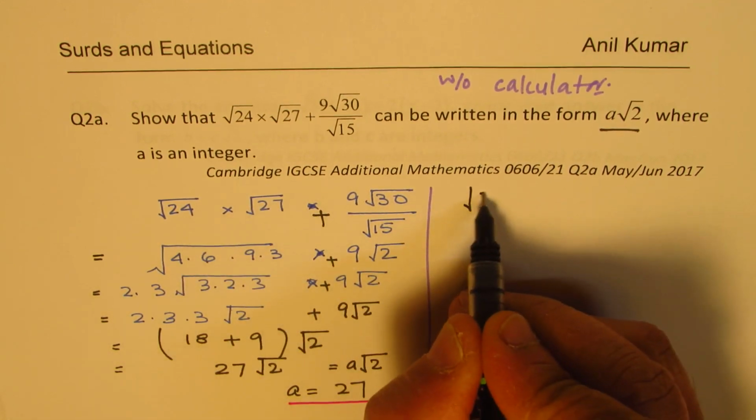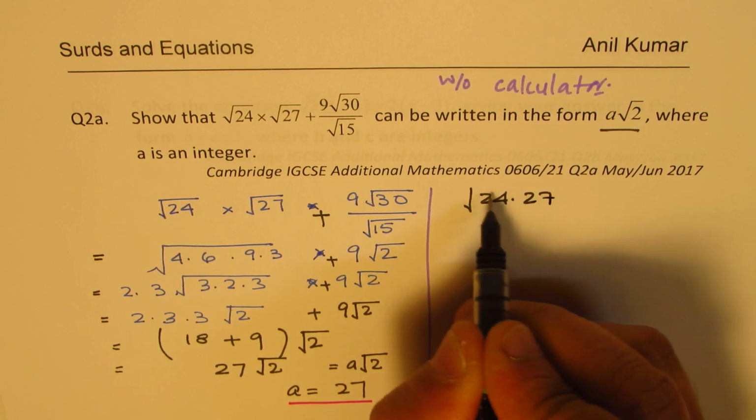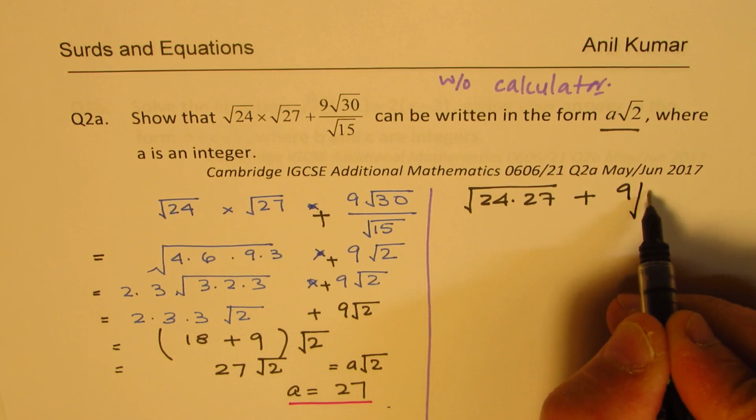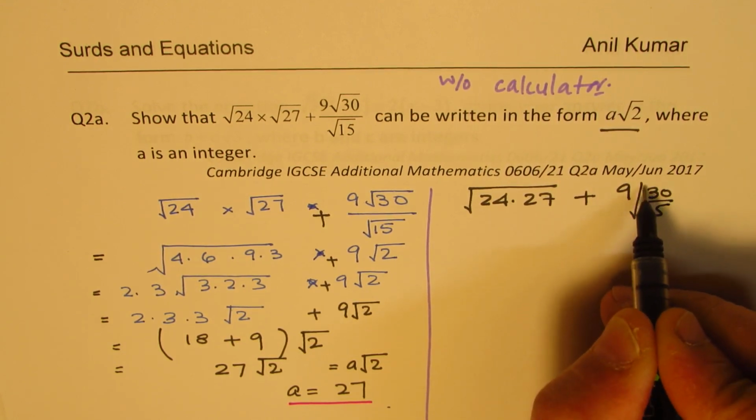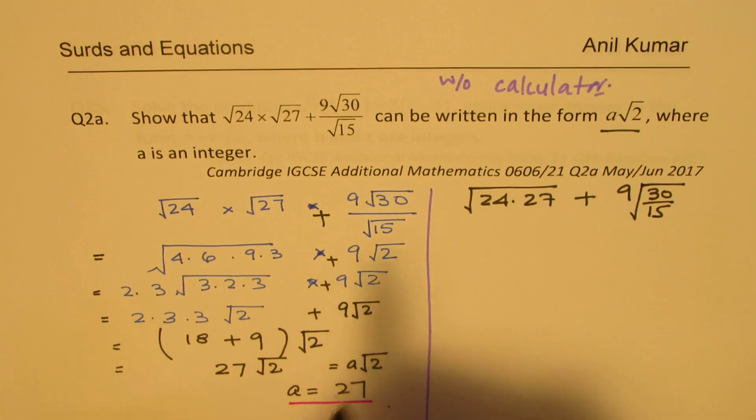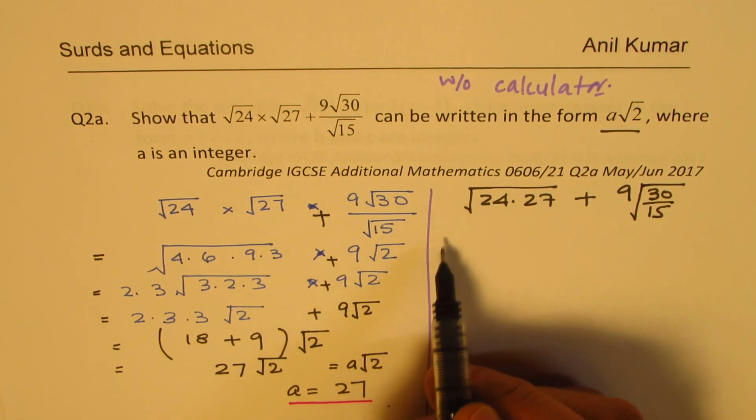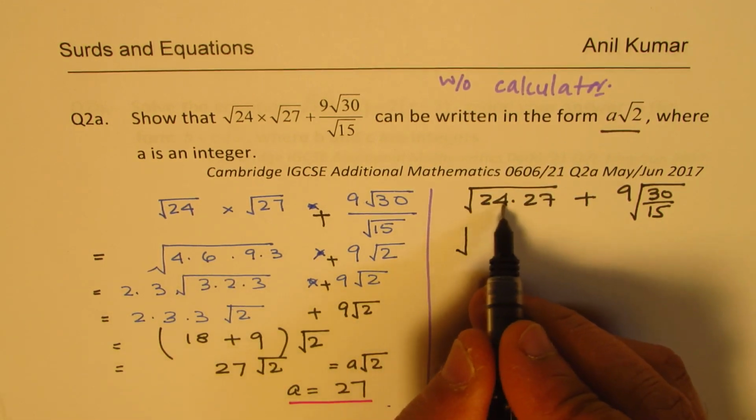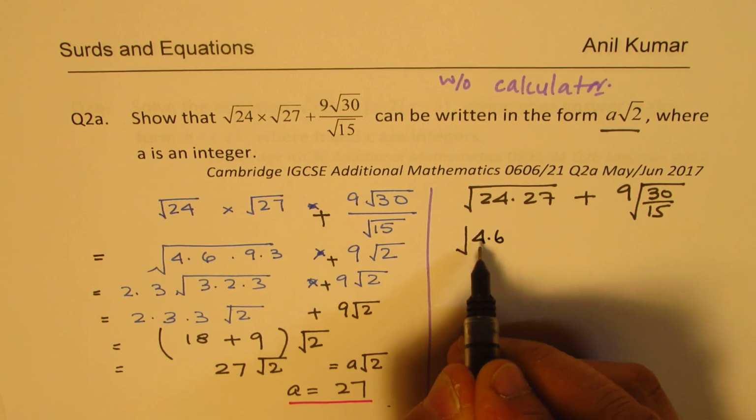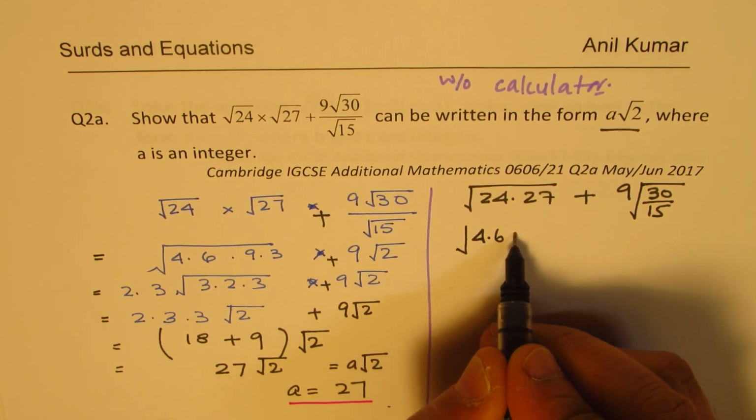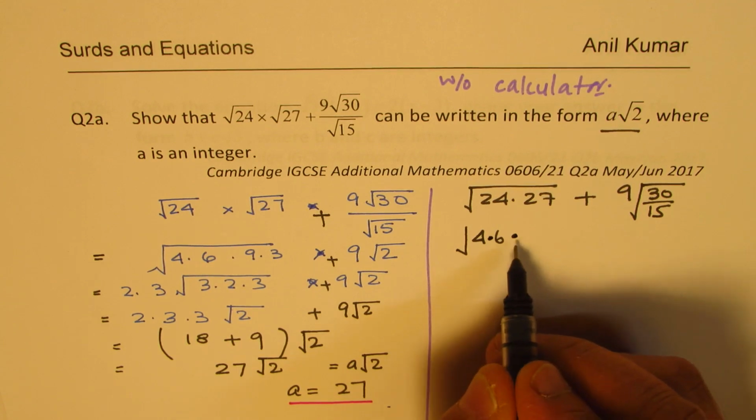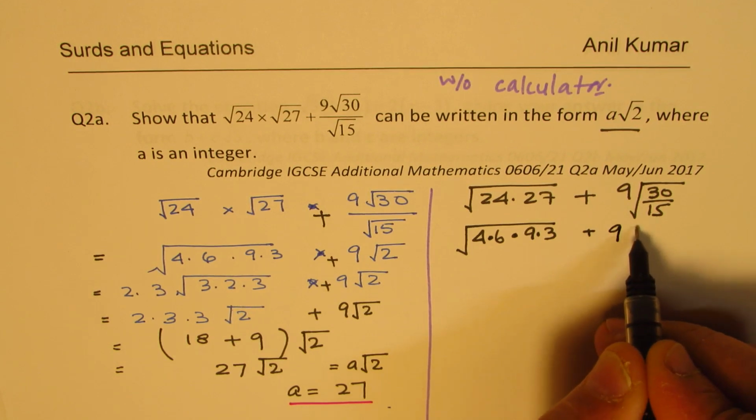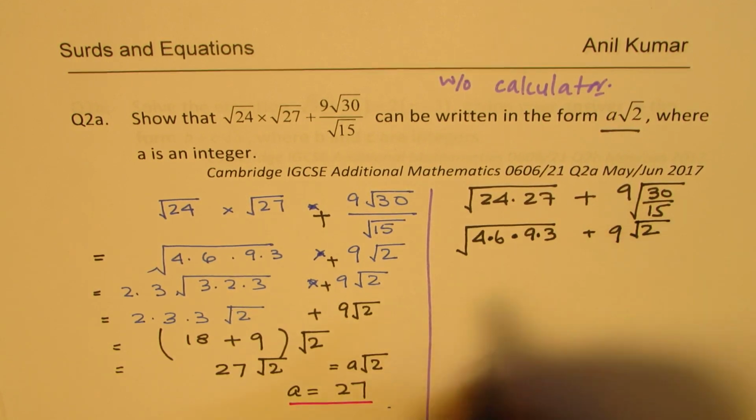So we have 24, so we can write 24 times 27, right, within square root, and here we have to write 9, and this is square root of 30 over 15, correct? Now when you have all these numbers, we know 27 is 9 times 3 and this is 6 times 4, right? So basically that's what I did here. 24, I have to write 4 times 6 since 4 is a perfect square, right? This dot is a multiple, it's not a decimal, right? This is 9 times 3, right? And here we get 9 square root of 2 when you divide 30 by 15.